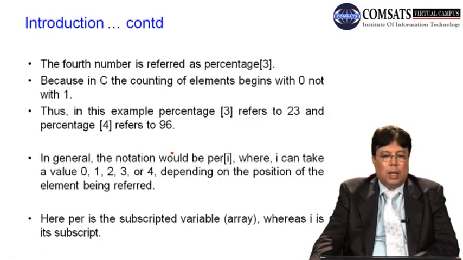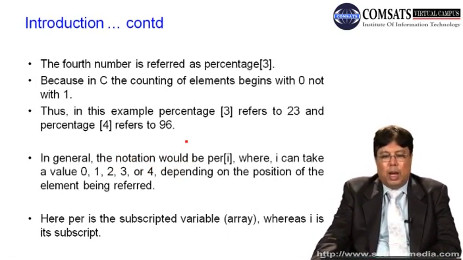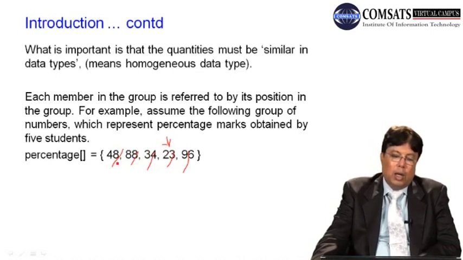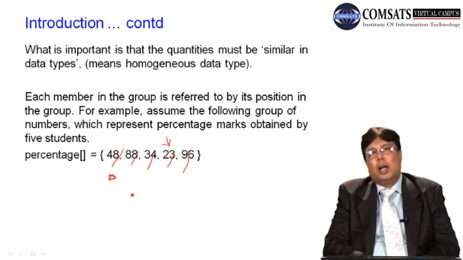Let's see. The fourth member is referred to as percentage 3. ये क्यों भाई? Fourth member 1, 2, 3, 4. This is called percentage 3. अगर ये 3 है तो फिर क्या? ये 2 होगा. ये 2 है तो ये 1 है और ये 1 है तो ये क्या होगा? ये obviously 0 होगा.